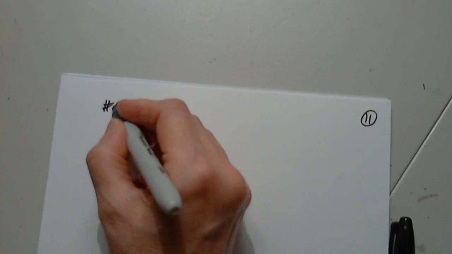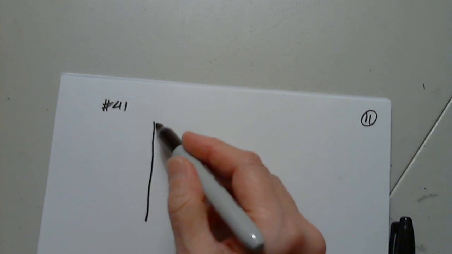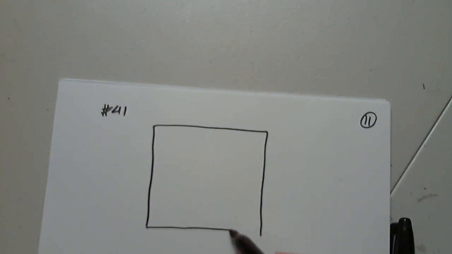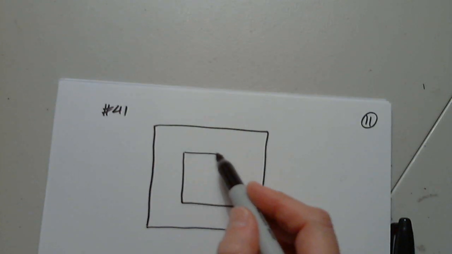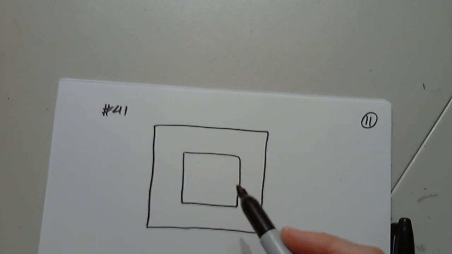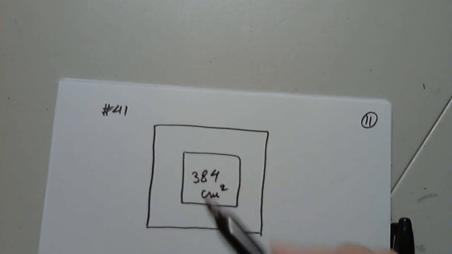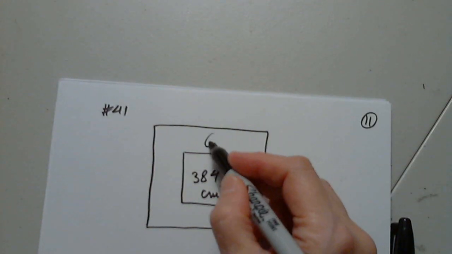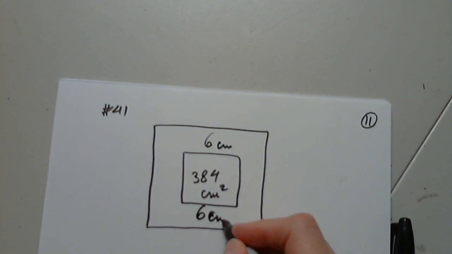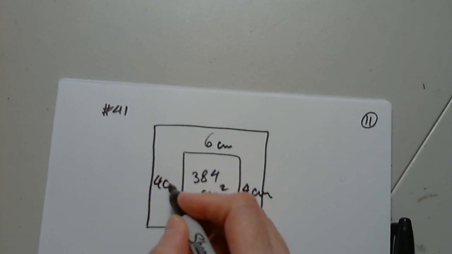Is that okay? And that's my page 11. Is that okay, everyone? Yes. Okay, so let's look at 41. So we have a poster. We are told that the printed area was 384 square centimeters. Got it? And they're saying 6 centimeters here, 6 centimeters here, and 4 centimeters to the side.